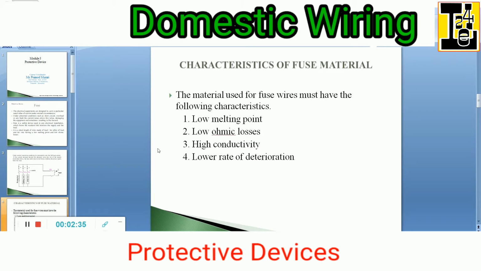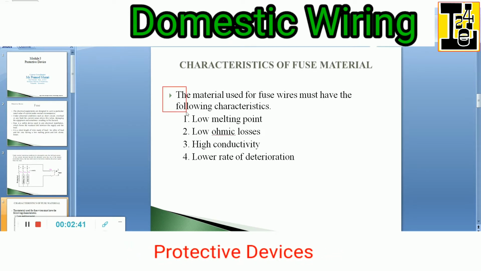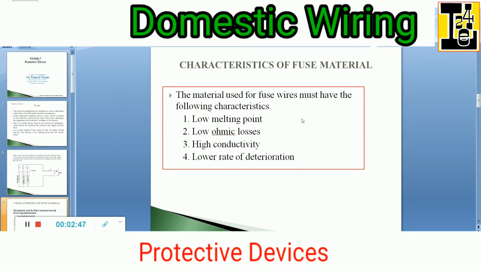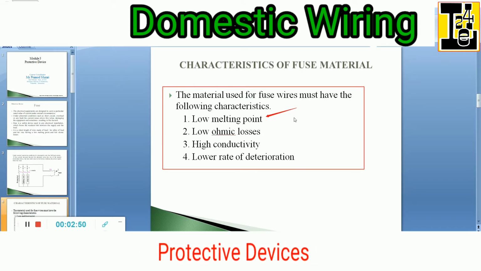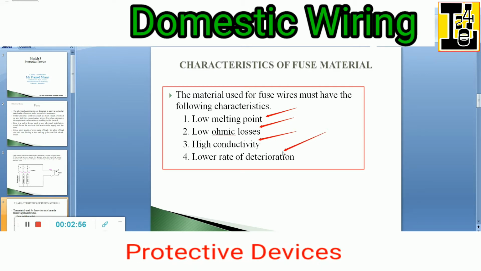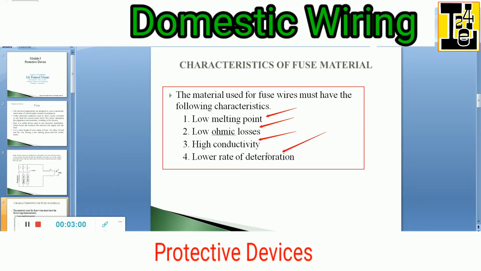Characteristics of fuse material. The material used for fuse wires must have the following characteristics. First one is a low melting point, low ohmic losses, high conductivity and lower rate of deterioration. These are the characteristics carried by the fuse material.